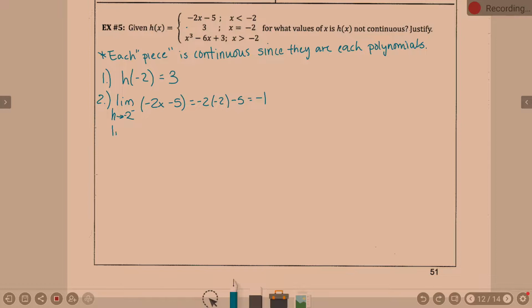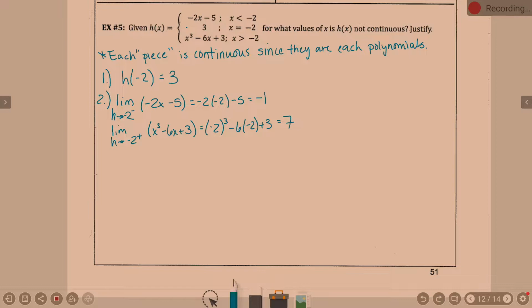If I go one step farther, h of -2 from the right is using the x cubed minus 6x plus 3 function. So that is -2 to the third minus 6 times -2 plus 3. -8 plus 12 is 4 plus 3 is 7. We've got another problem, don't we? This is not continuous in any way, shape, or form. Okay, we've just had 2 massive fails.